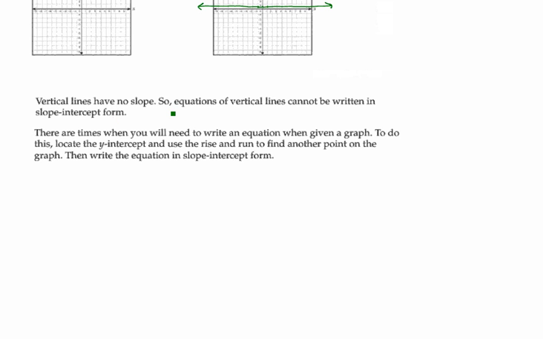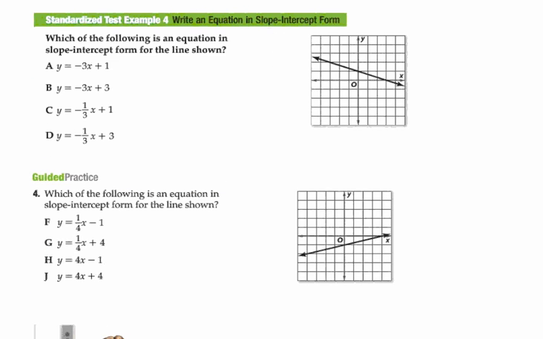So don't think that we're skipping that. That will be in another section. Right now we're focusing on horizontal lines. But let's go ahead and look at this. It says, which of the following is an equation in slope-intercept form for this line shown? So now we're working backwards.